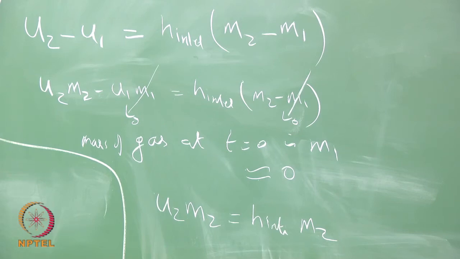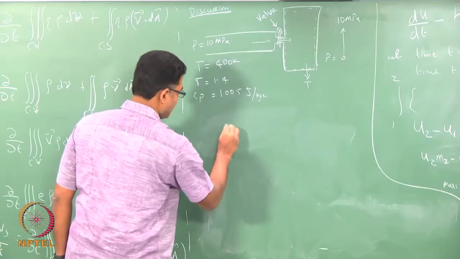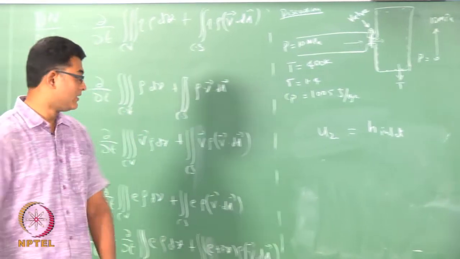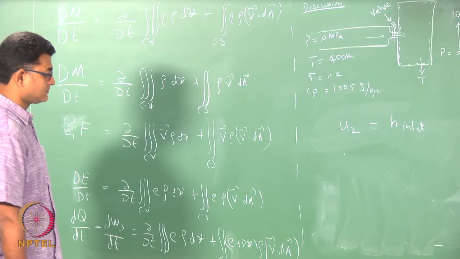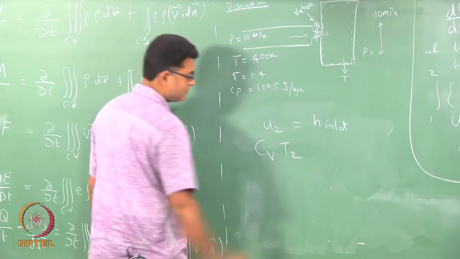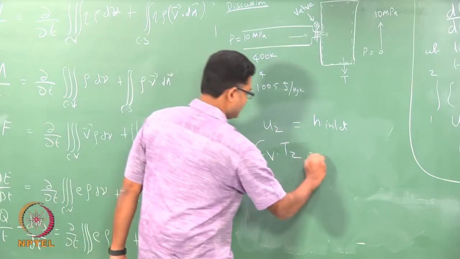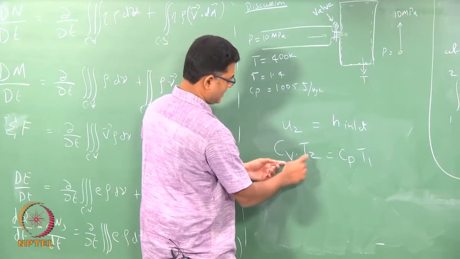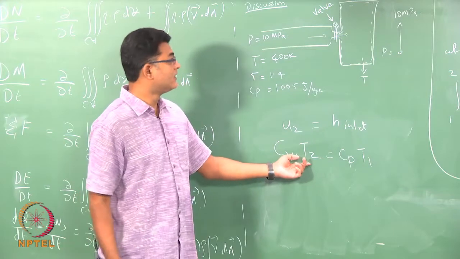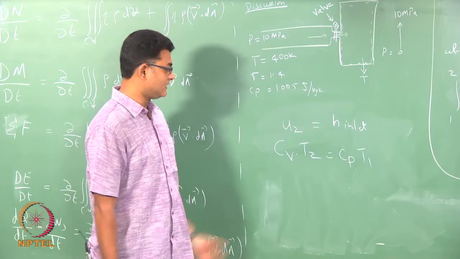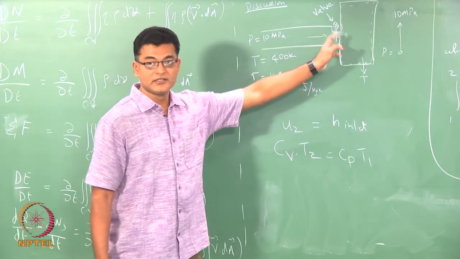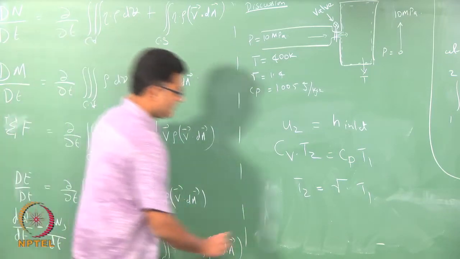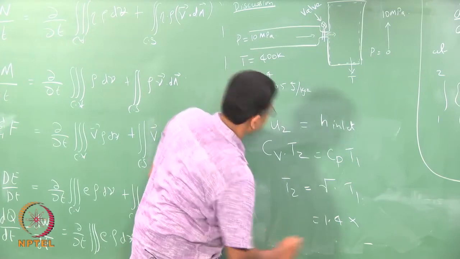So, now you have a simplified equation for this case which we are discussing, which is U2 equals H inlet. What is U2? Cv T2. H inlet is this value, which is Cp T1, the temperature at which the fluid is crossing the control surface. So, your T2 is nothing but gamma into T1, which is 1.4 into 400.